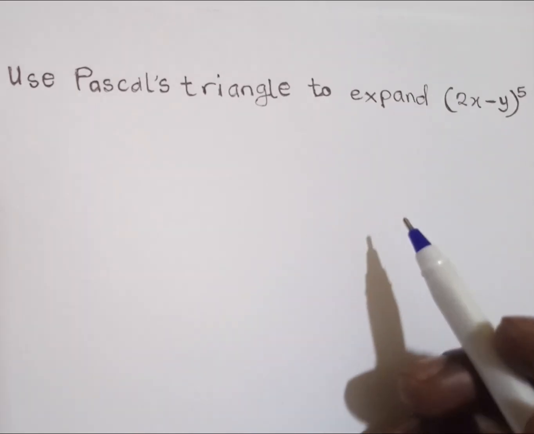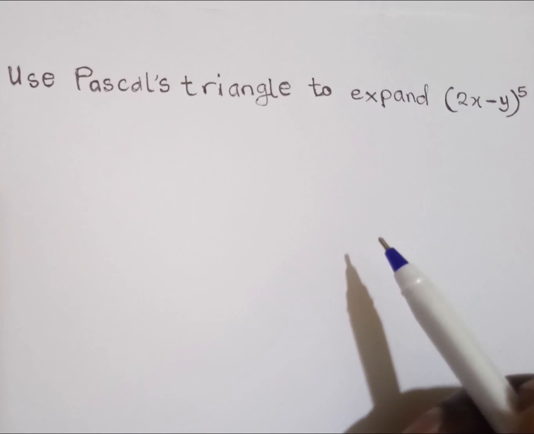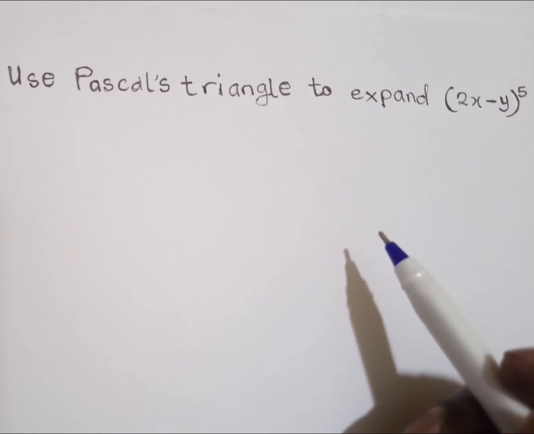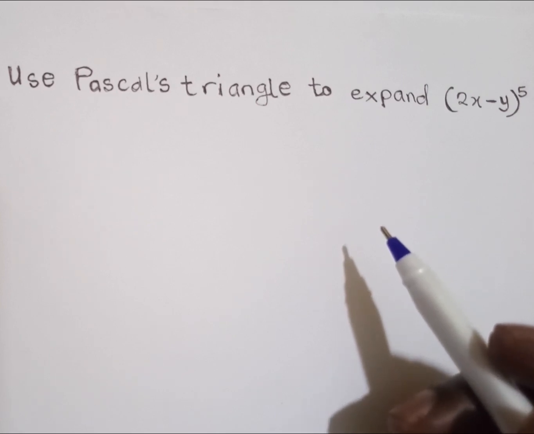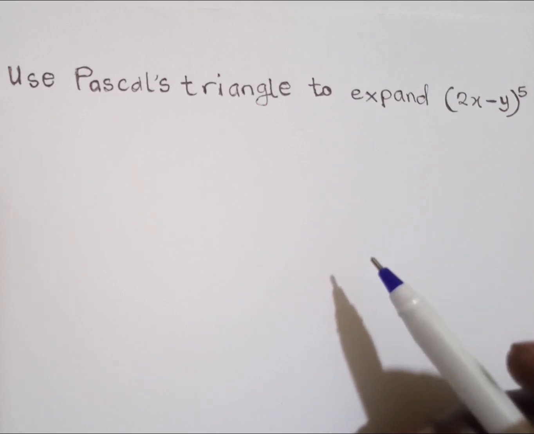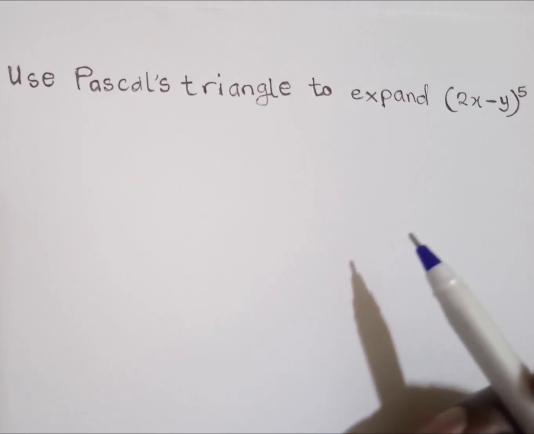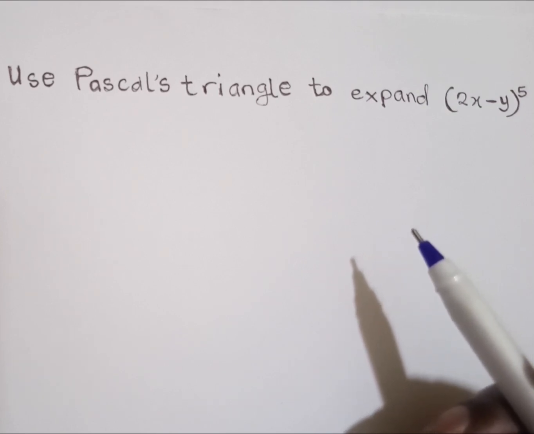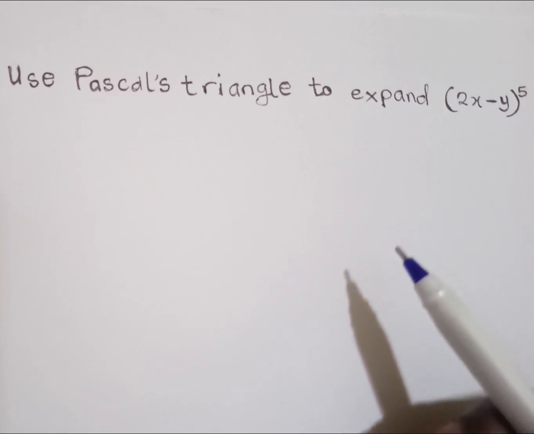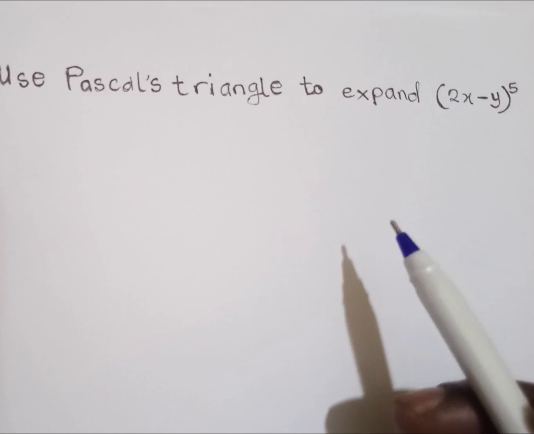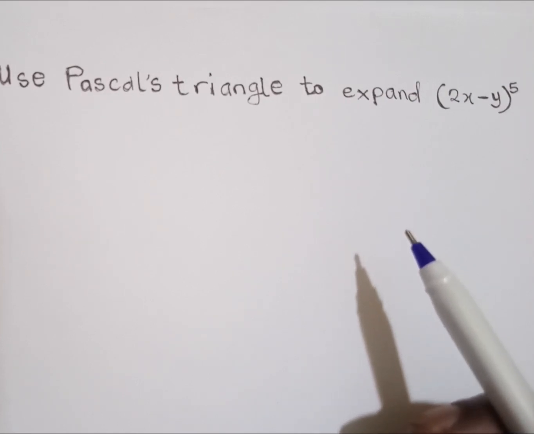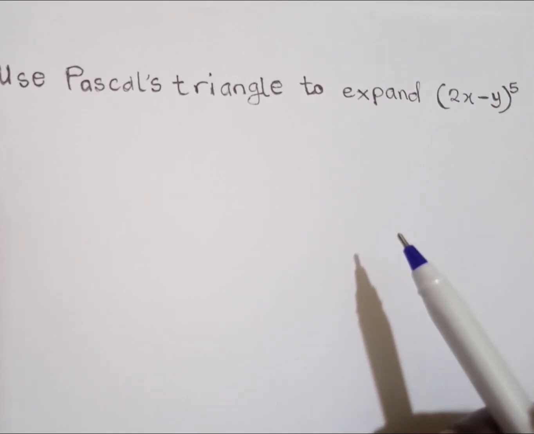Alright, so let's look at this question. This question says use Pascal's triangle to expand (2x - y) all to the exponent of 5. Good. In our previous lesson, we looked at how Pascal's triangle was developed, how we got the coefficients of a binomial expansion using Pascal's triangle. So this one, we are going to look at this example using Pascal's triangle.